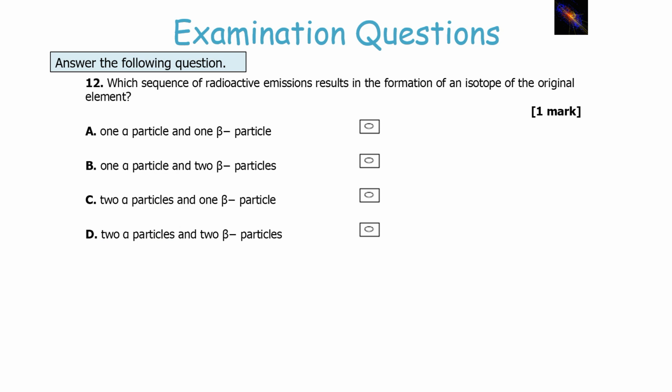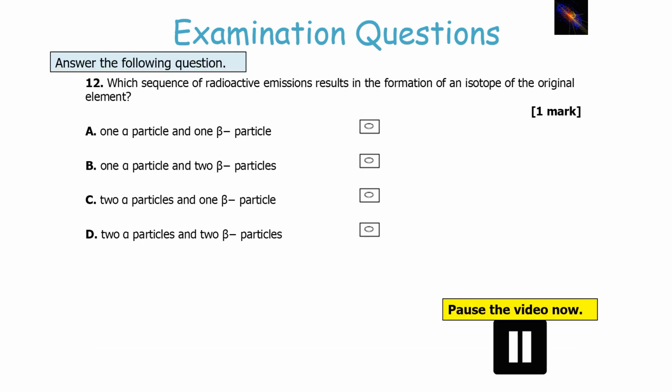Next question. Which sequence of radioactive emissions results in the formation of an isotope of the original element? So pause the video now, then unpause the video when you want to go through your answer.